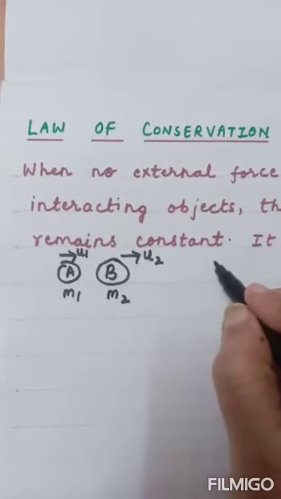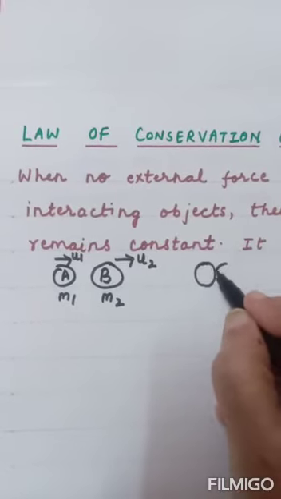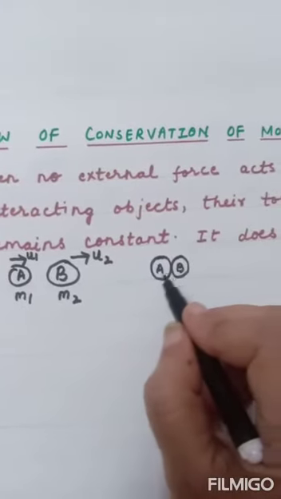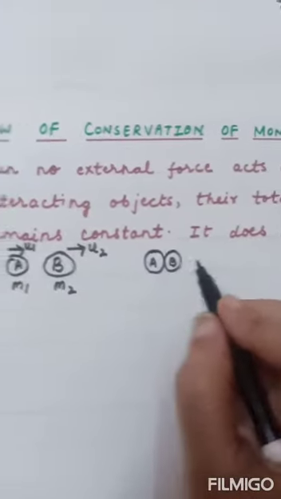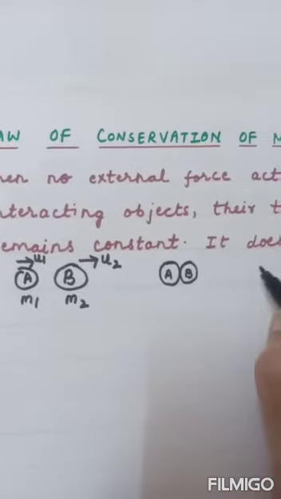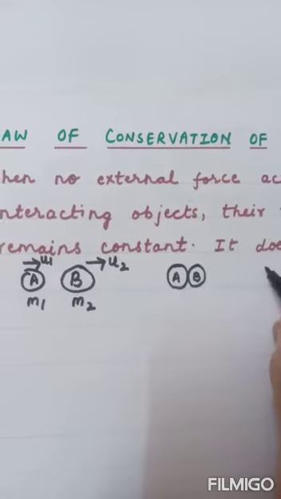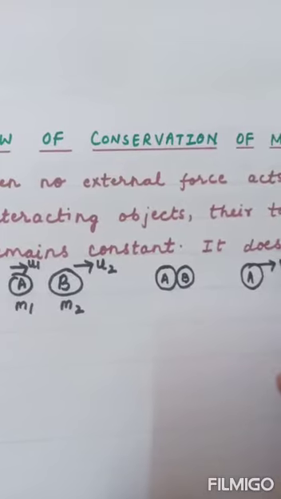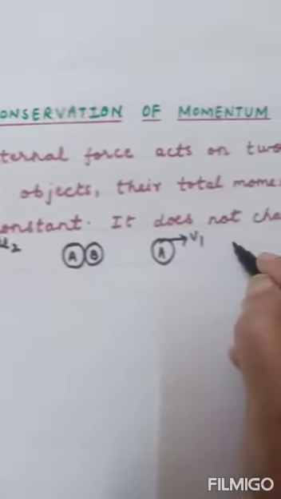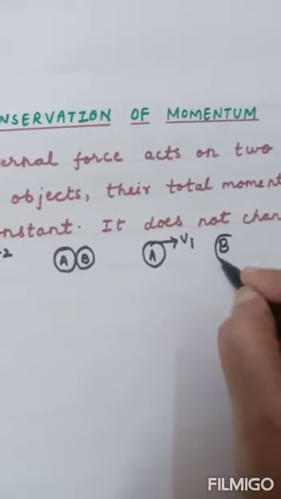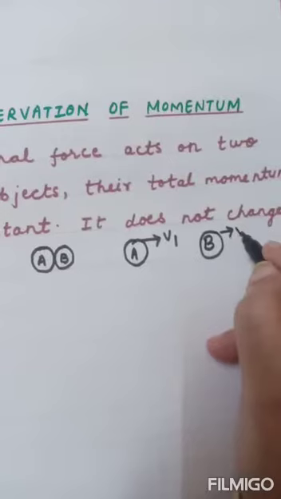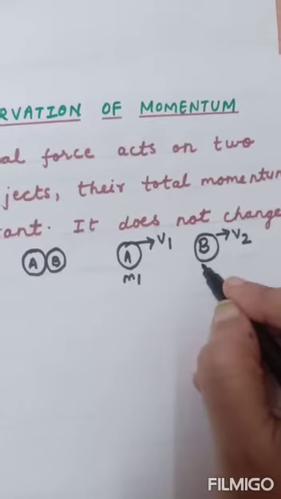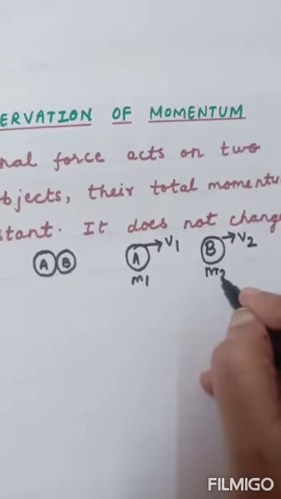What will happen after some time? They both will collide with each other, A and B. After they collide, naturally, their velocity will change. Now, A has acquired velocity v1 and B has acquired velocity v2. This has mass m1 and this has mass m2.